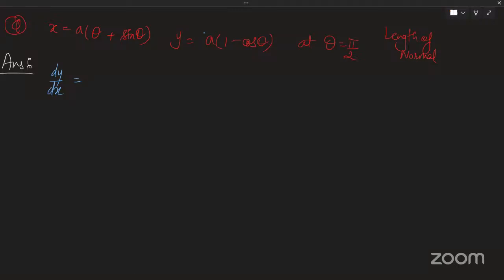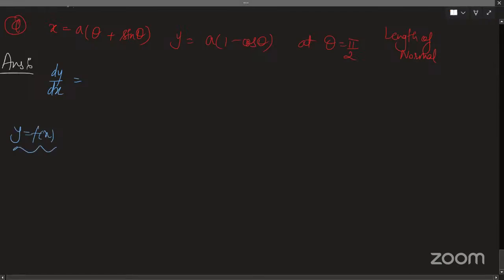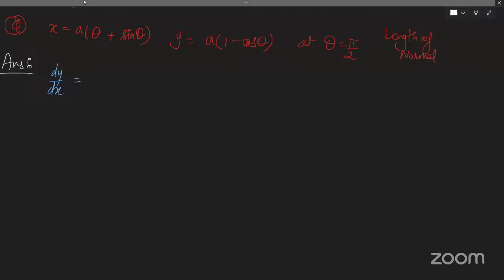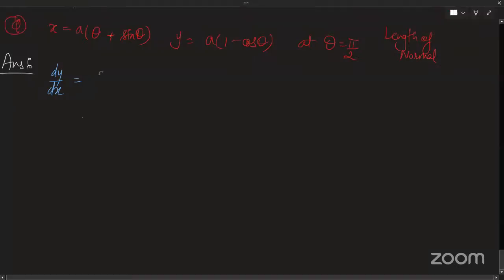We had discussed it, I guess, 1 or 2 weeks back. So what is happening is y is not a direct function of x in this case. Y and x both are functions of theta. So what we do is apply the chain rule. We write it as dy by d theta divided by dx by d theta. This is how we do it.